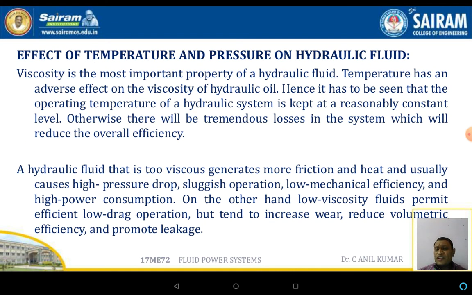The next topic we are discussing is the effect of temperature and pressure on the hydraulic fluids. Viscosity is the most important property of the hydraulic fluid. Temperature has an adverse effect on the viscosity of the hydraulic oils. Hence, it has to be ensured that the operating temperature of the hydraulic system is kept at a reasonably constant level. Otherwise, there will be a tremendous loss in the system, which will reduce the overall efficiency by changing the viscosity.